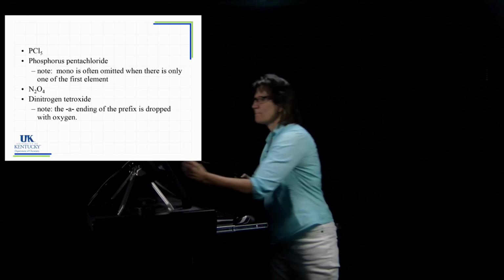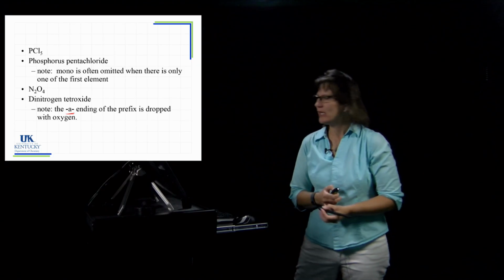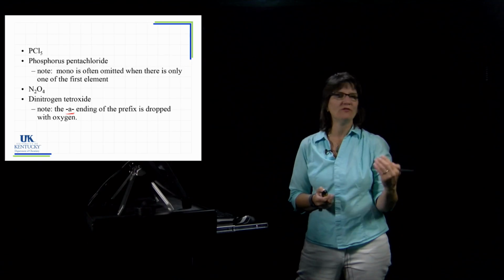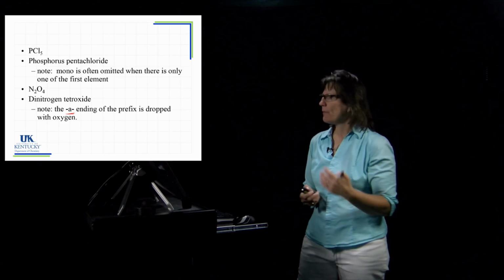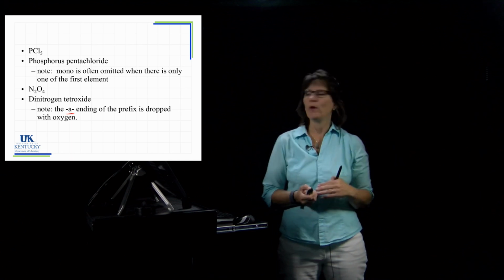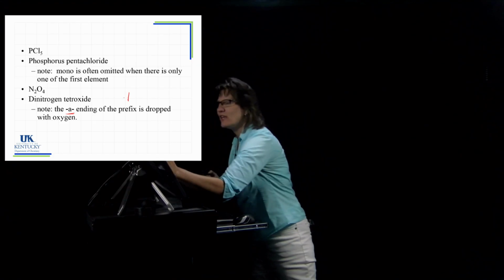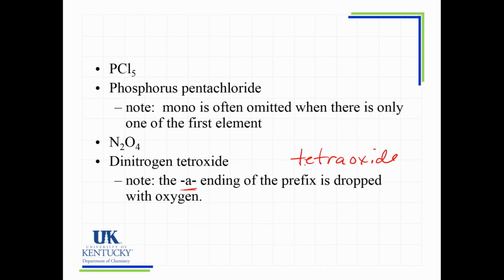Now, this is very subtle, but it's the way it is. Something to note here: when you have oxygen and you have a prefix telling you how many oxygens you've got, you're going to drop the ending, that A. We don't call it tetraoxide, okay? That's very subtle. We're not going to call it tetraoxide. We're going to drop that A and we're going to call it tetroxide.